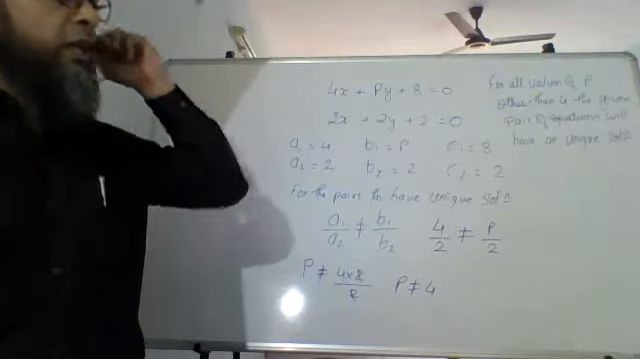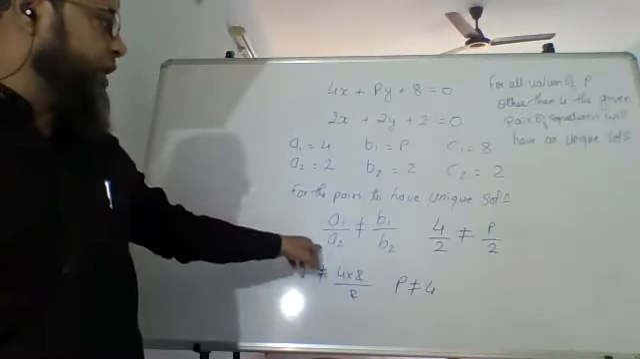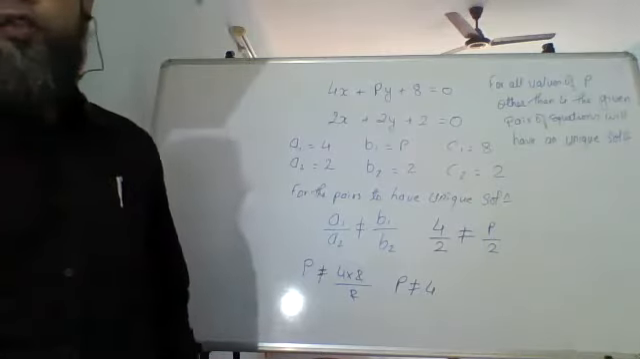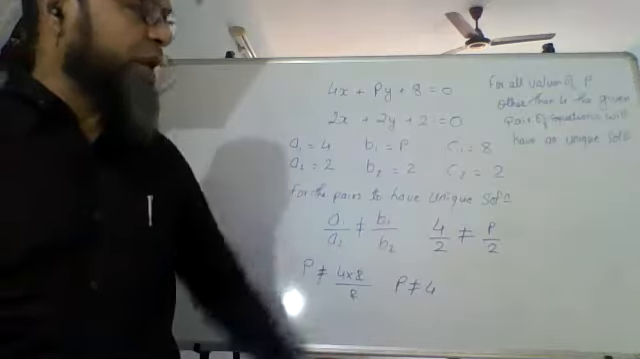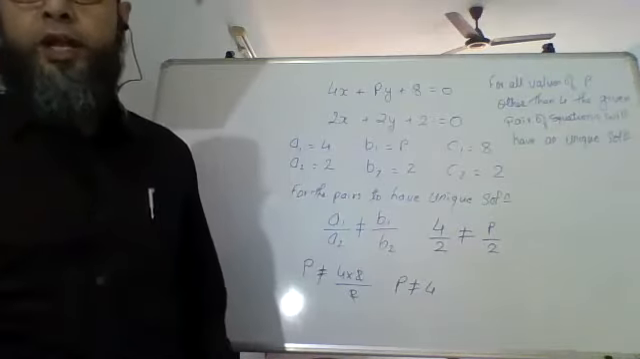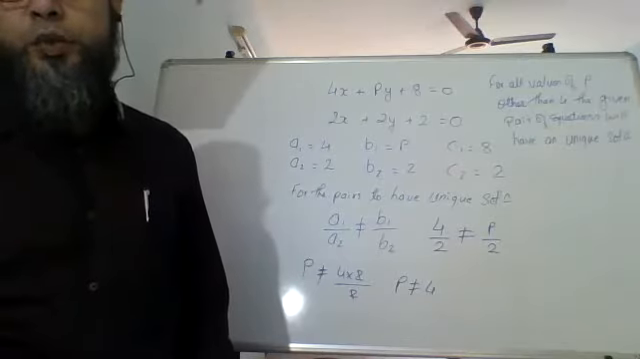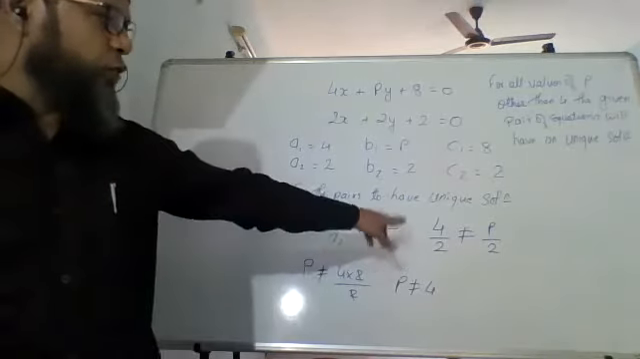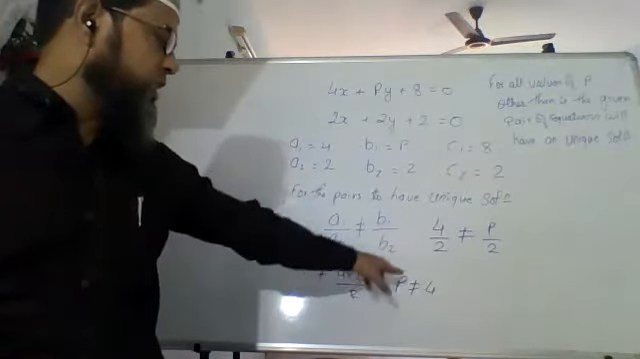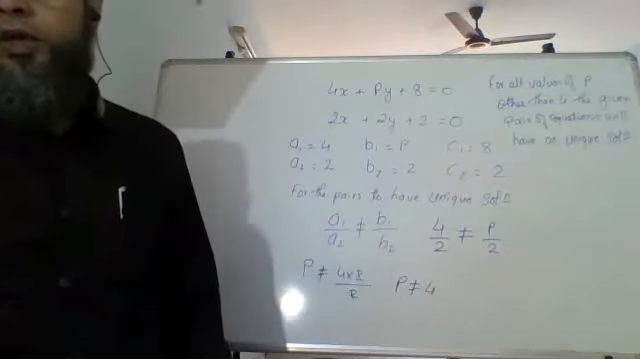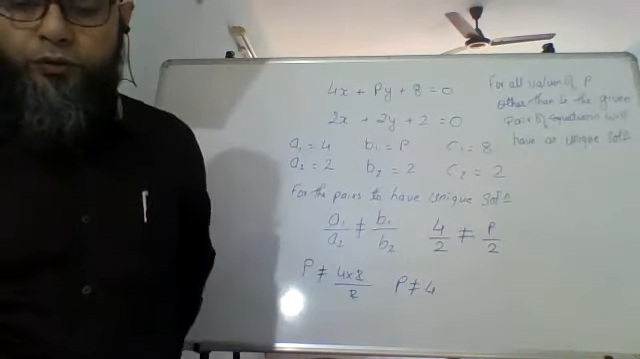For any pair of equations to have a unique solution, it has to be A1 upon A2 not equal to B1 upon B2. Just substitute the values. A1 is 4, A2 is 2, B1 is P, B2 is 2. In fact, you can say the 2s will cancel, this 2 will come over here. So it is basically 4 not equal to P. P not equal to 4.